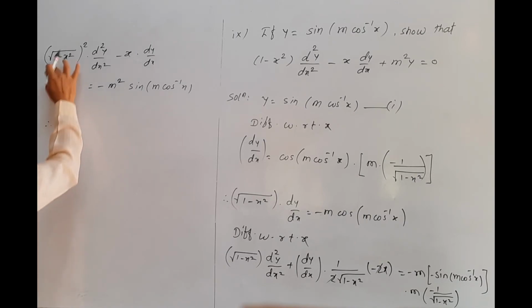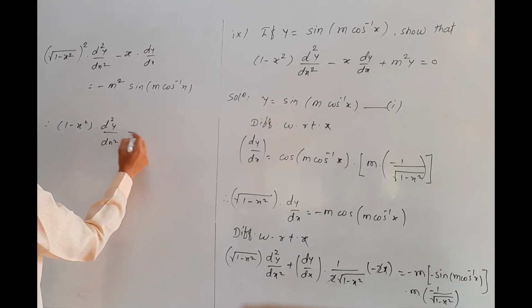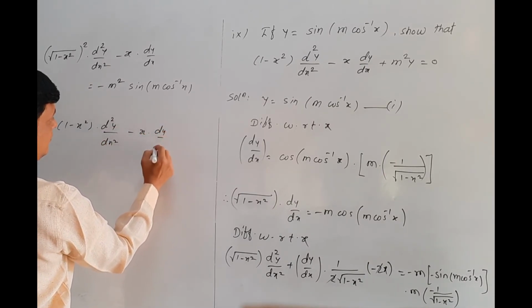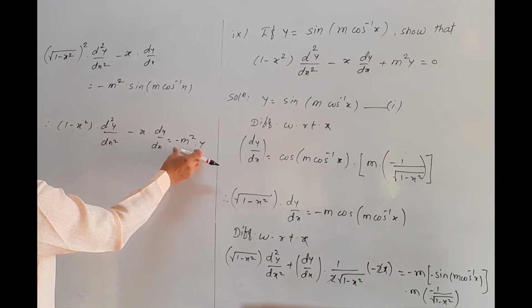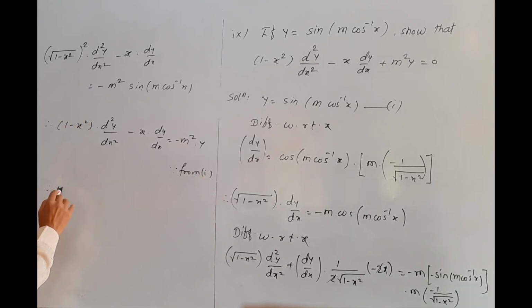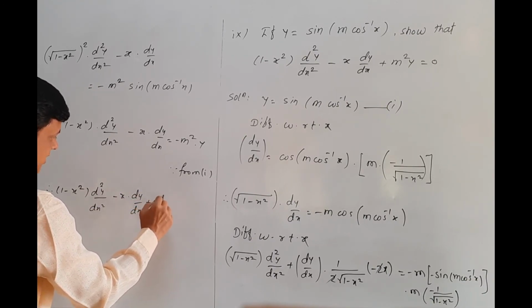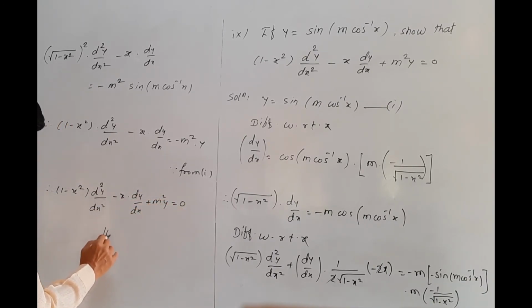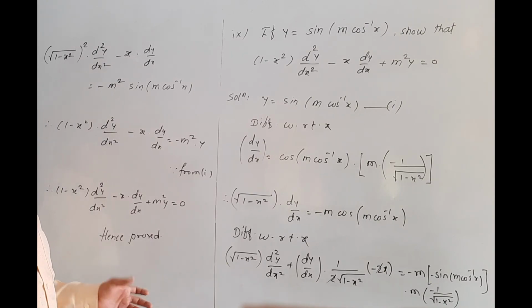So square and square root get cancelled. So write here 1 minus x square into d2y by dx2 minus x into dy by dx is equal to minus m square into y. So we transfer this minus m square y to the left hand side. You write here reason from 1. Therefore 1 minus x square d2y by dx2 minus x into dy by dx plus m square y equals 0, hence proved. So in this way you try the remaining questions with the help of the solved questions.